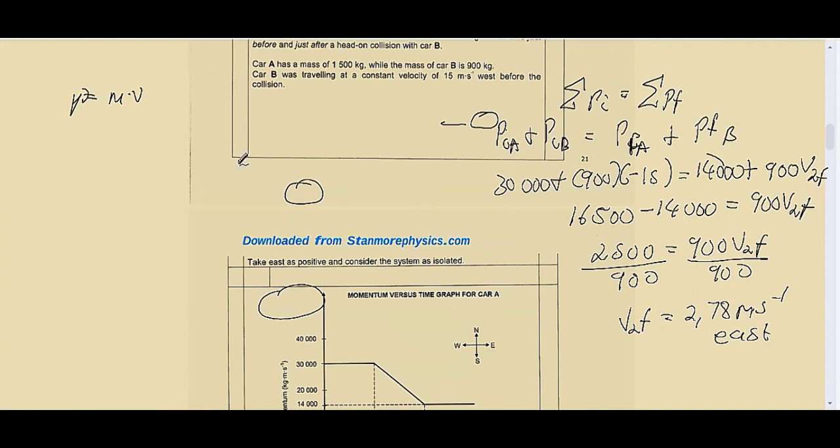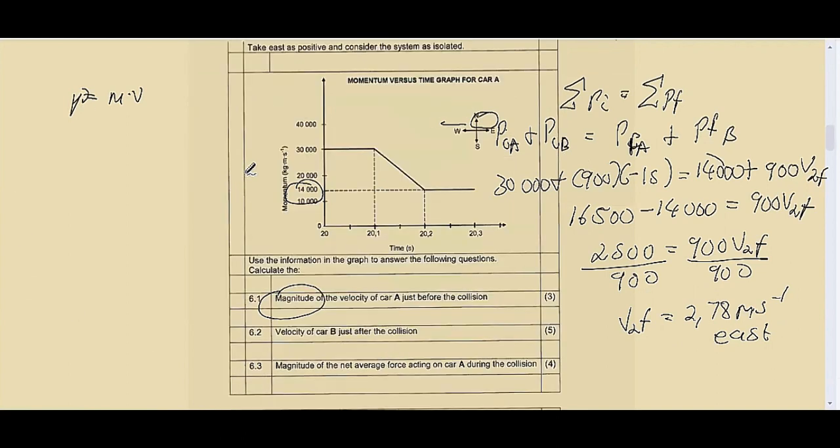Now let's proceed to 6.3. It says, calculate the magnitude of the net average force acting on car A during the collision, and then we are given 4 marks, right? So how are we supposed to calculate that?